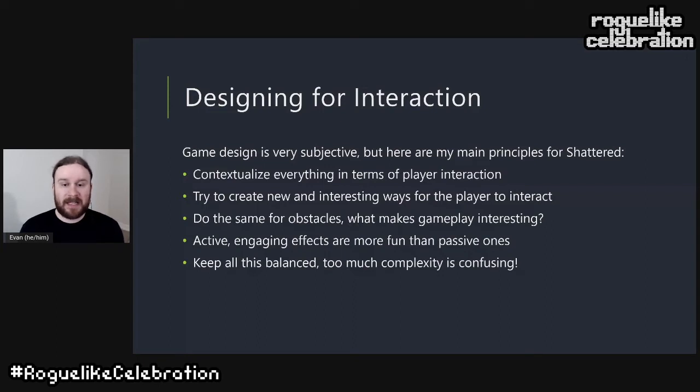And so I want to create new and interesting ways for those interactions to occur, both in terms of the player interfacing with the game through their hero mechanics or their items, and also the game interacting with the player through the environment, obstacles, and enemies. One major thing I found is that active, engaging effects that impact player decision-making are way more fun, generally, than passive ones. Giving players, say, a +1 to damage, for example, isn't that interesting. It doesn't mean it doesn't have a place, though, of course, because not everything can be really complex and interesting, as too much complexity can be confusing.